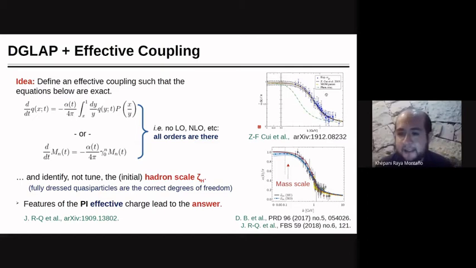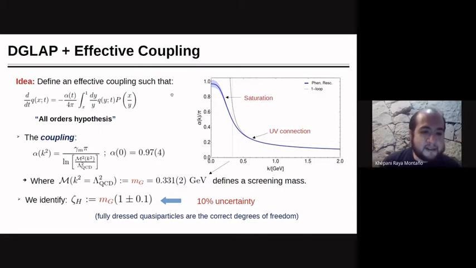And let me talk a little bit about the process-independent effective charge. What I mean with the features, I mean the saturation in the infrared, the connection with the perturbation theory in the ultraviolet, and the smooth transition between the two domains. And a natural consequence will be the absence of the Landau pole. So with that idea, we define a coupling that we call the all orders hypothesis. This expression captures what we want.